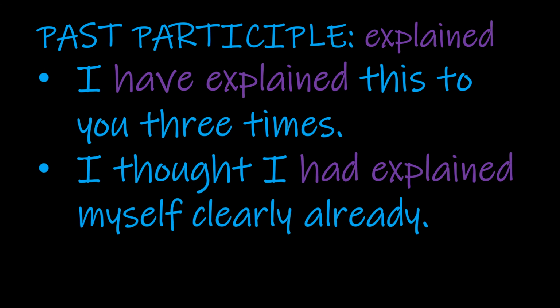I thought I had explained myself clearly already. So I thought I had done this in the past. So it's a past perfect, making us think that, okay, the thinking and the explaining were things that happened in the past. So just 2 examples there of how we're using explained in combination with the verb have.